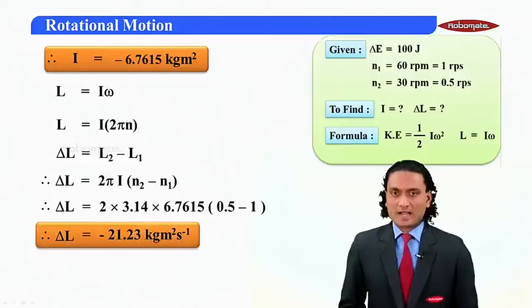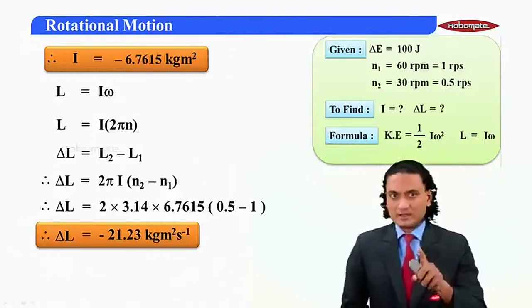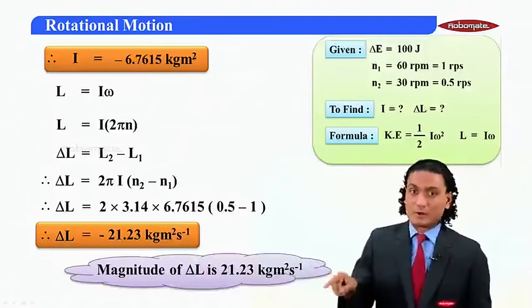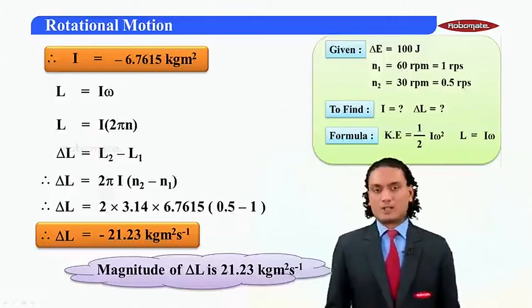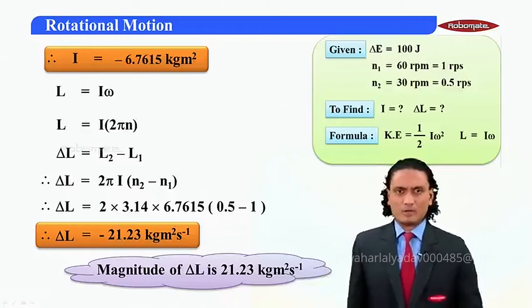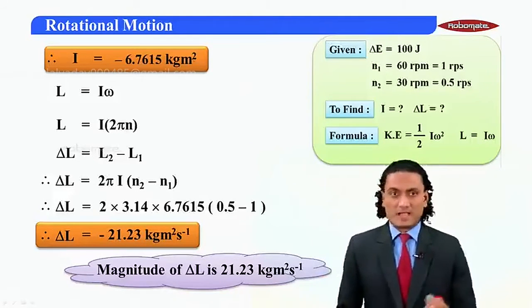I'll get delta L as minus 21.23 kilogram meter square per second. Again, minus sign shows it has lost some energy. So if you take only the magnitude, delta L is 21.23 kilogram meter square per second. Is that clear, students? It's a very simple module. Please be very careful. Minus sign here denotes that this particular flywheel has lost some energy.